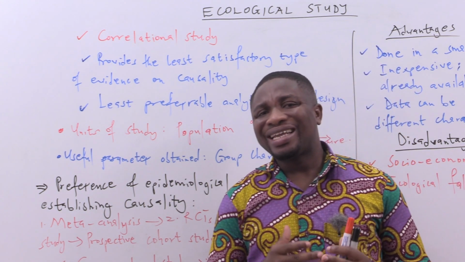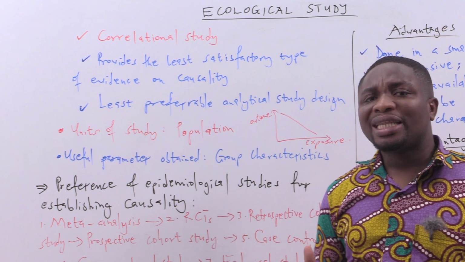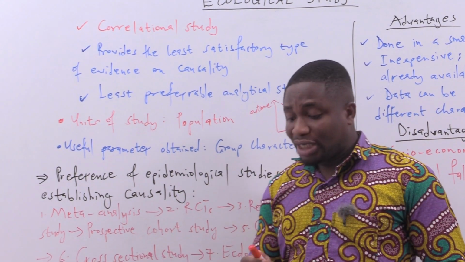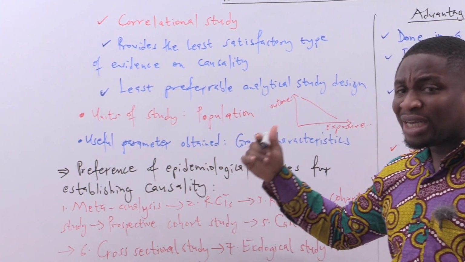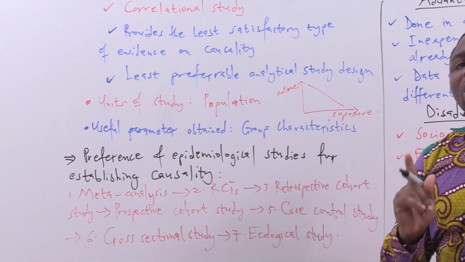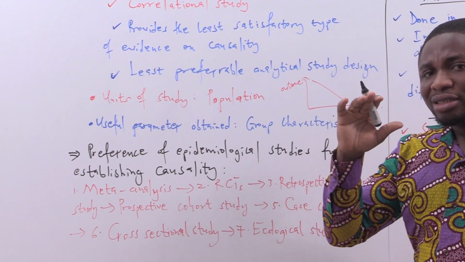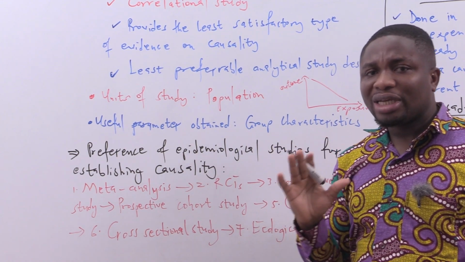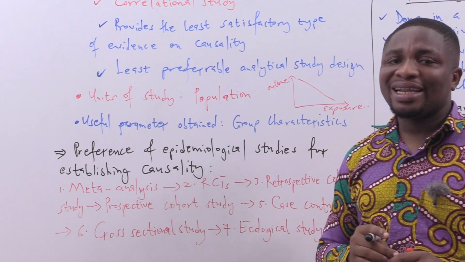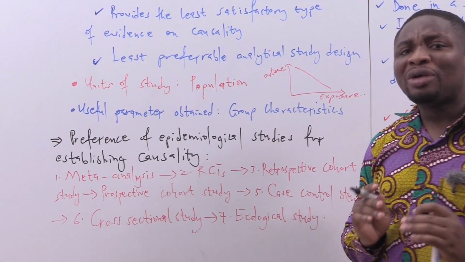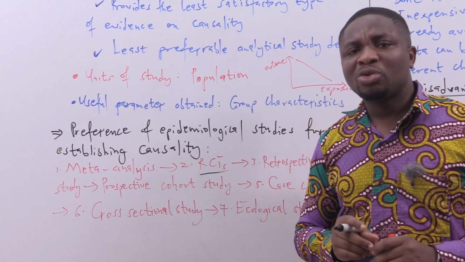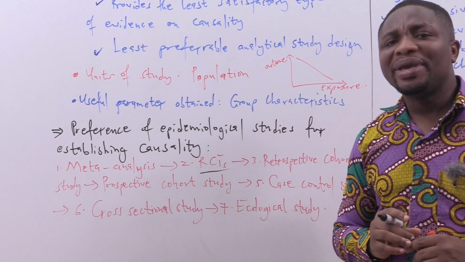So let's look at the hierarchy with regards to selection of options in determining causality. This is the preference of epidemiological studies for establishing causality. The first choice, the strongest, is going to be meta-analysis. Then the next one is going to be randomized control trials, which is usually used in experimental study, where the unit of study will be the patient.